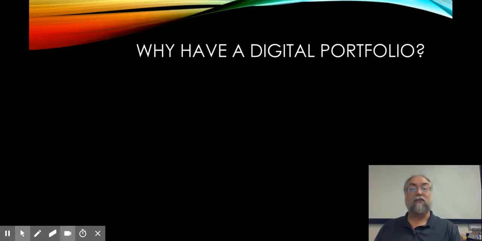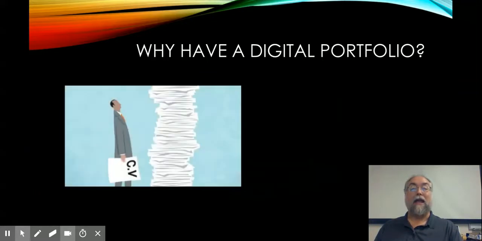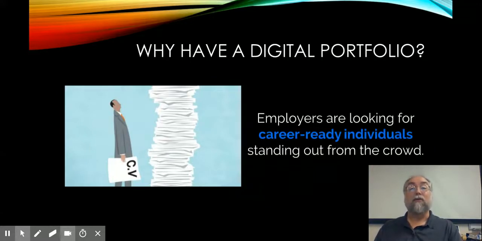Employers are continually looking to hire new people. Ask anyone looking for the right person, and you will quickly learn just how hard it is for them to differentiate one candidate from another. Employers are looking for career-ready individuals who stand out from the crowd. With a digital portfolio, you rise above the vast sea of all those online or paper applications.